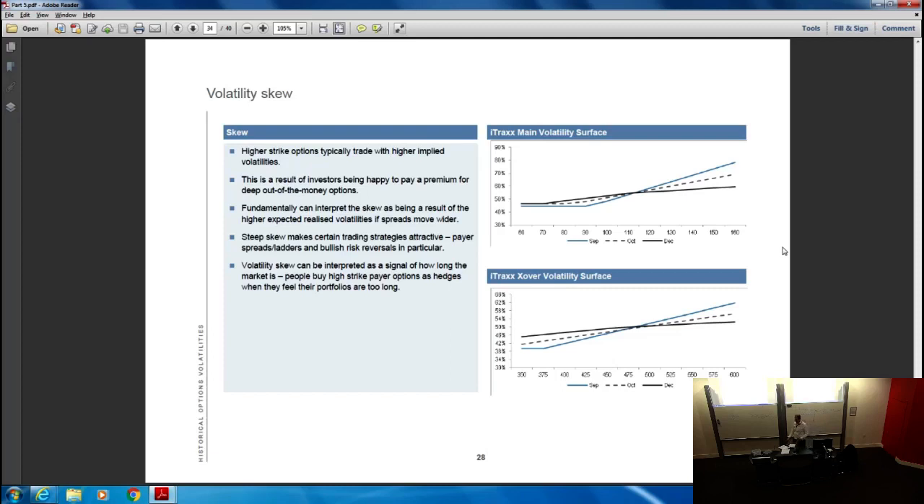A couple of other things before we finish off. So, volatility skew.